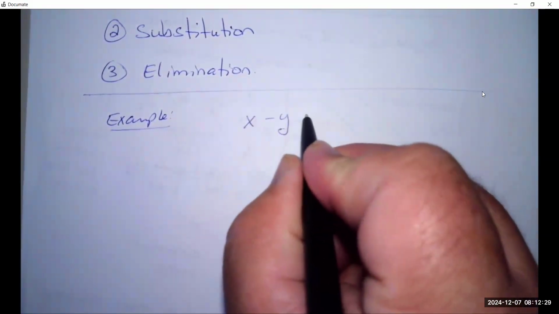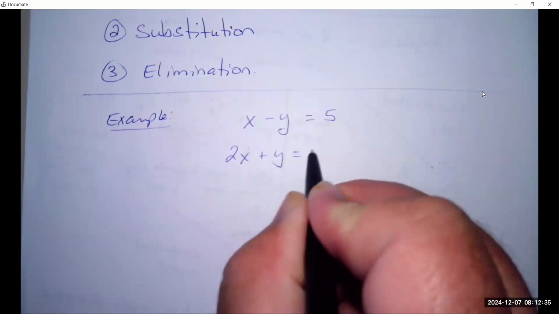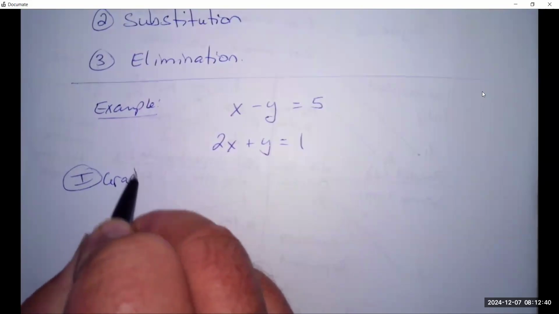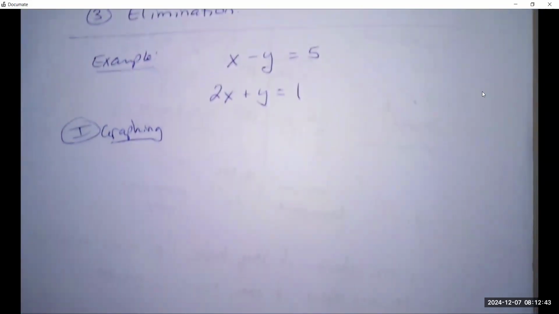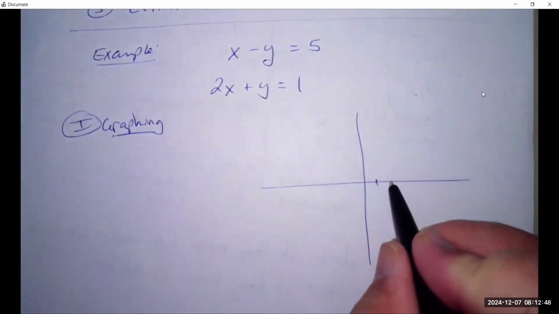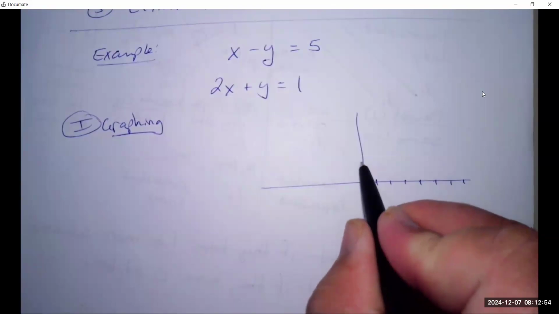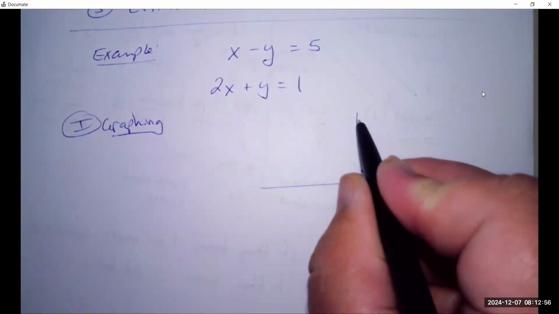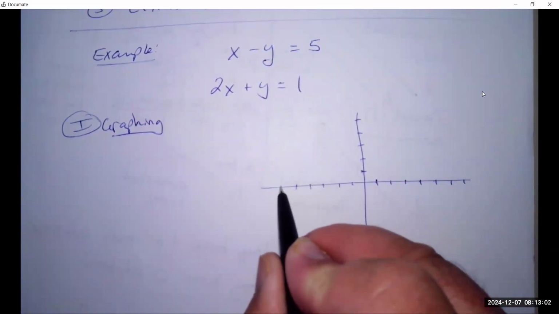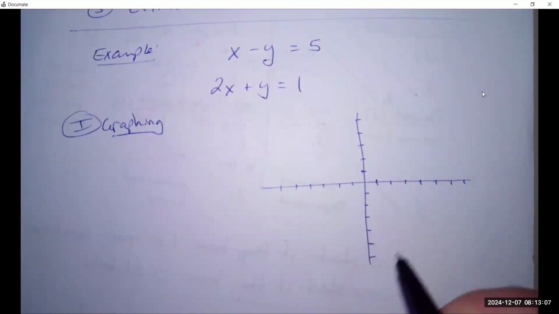x minus y equals 5. 2x plus y equals 1. We'll first look at graphing. Now, the major problem with graphing is you have to make sure that your graph is equally spaced. All these little lines, little indices have to be exact.